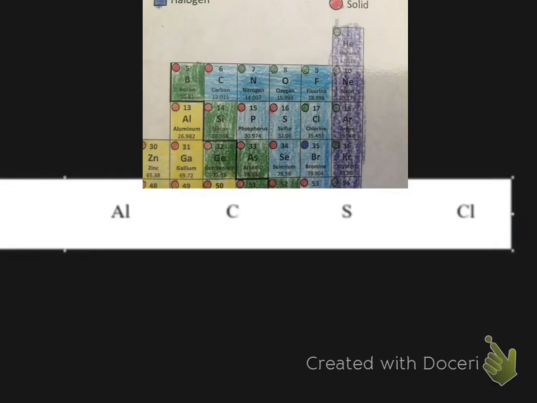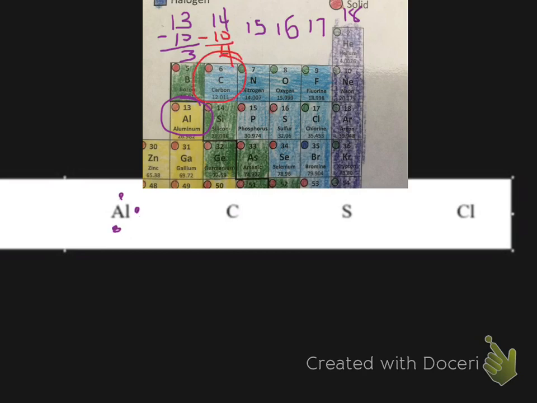And then we have these 4 dot diagrams. Aluminum's first. Your column or group numbers or family numbers are across the top. 13 minus 10 is 3. Plot your diagram. Boom, done. Carbon is next. 14 minus 10 is 4. Boom, done. Sulfur: 16 minus 10 is 6. 1, 2, 3, 4, 5, 6.